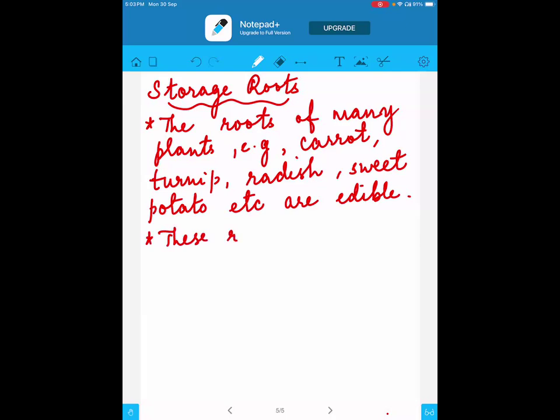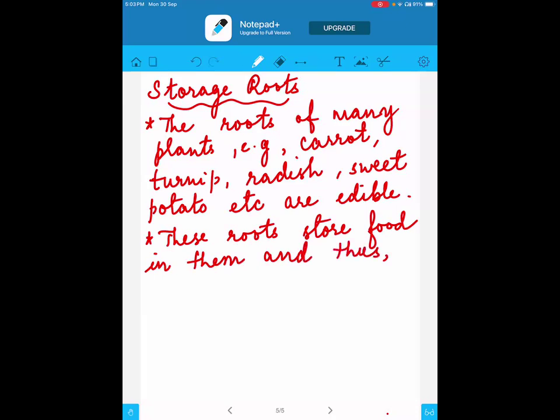So these roots store food in them. And since they store food, they are swollen. You might have seen carrot and radish, they are not thin, they are thick. And they are fleshy also, which means we can eat them easily. So note this down.